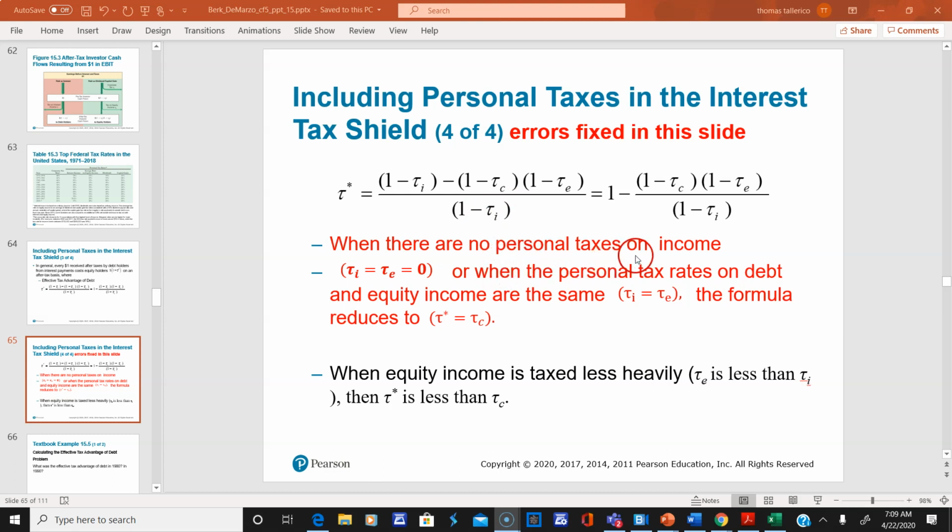When there are no personal taxes on income, and this is what it should say, TI equal TE equal 0, or when the personal tax rates on debt and equity income are the same, TI equal TE, the formula reduces to T star equal TC, just the corporate rate. And when equity income is taxed less heavily, TE is less than TI, then T star is less than TC.